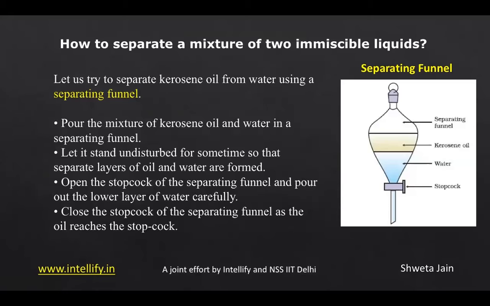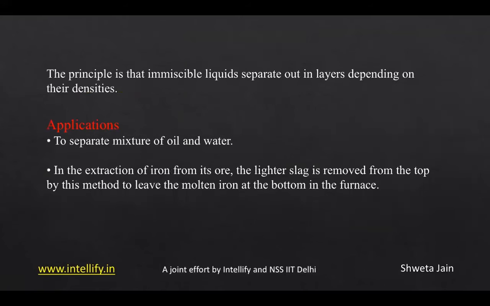Once the two layers are very clearly separated out, we will open the stopcock slowly and let the water out and collect it in a beaker. As soon as the kerosene oil reaches the top of the stopcock, we will close the stopcock. So now we have kerosene oil collected in the separating funnel and water collected in a beaker. The principle is that immiscible liquids separate out in layers depending on their densities.